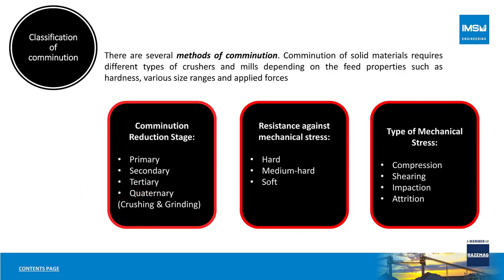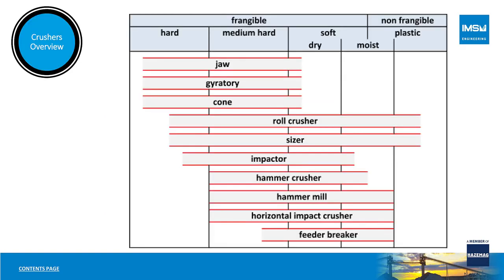Simplistically, a material's resistance to mechanical stress imparted on it can be described as hard, medium hard, or soft. And the different types of mechanical stresses imposed onto the material can be defined as compression, shearing, impaction, and attrition. The different types of crushing technologies you would use to treat the various types of material, either being hard to soft or dry and moist or plastic, depends on that feed material. Jaw, gyratory, and cone crushers typically are used in hard and abrasive materials, while impact type crushers are used on soft non-abrasive material.